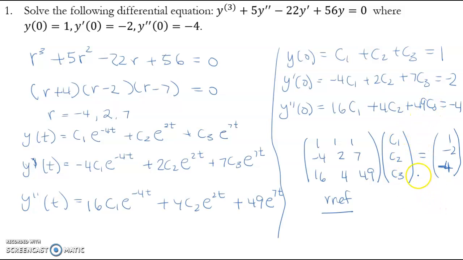And if you do, you should get the solution C1 equals 14 over 33, C2 would be 13 over 15, and C3 would be negative 16 over 55. All right, so you can plug this back into the general equation, and that would be the solution for number 1.